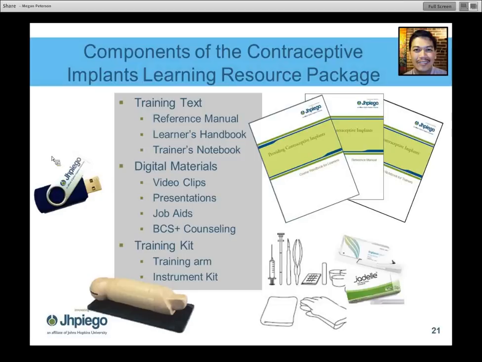The training kit includes a training arm. What you're seeing here is the RITA arm, or the reproductive implant training arm, which we are recommending to be used for training. But we also realize that there are other training arms from Bayer as well as Merck. And again, from country to country, we work and see how we could effectively use what's available on the ground. There's also an instrument kit. Right now, because we don't really need an insertion kit, the kit includes instruments that would allow providers to remove implants when it's time to remove them.